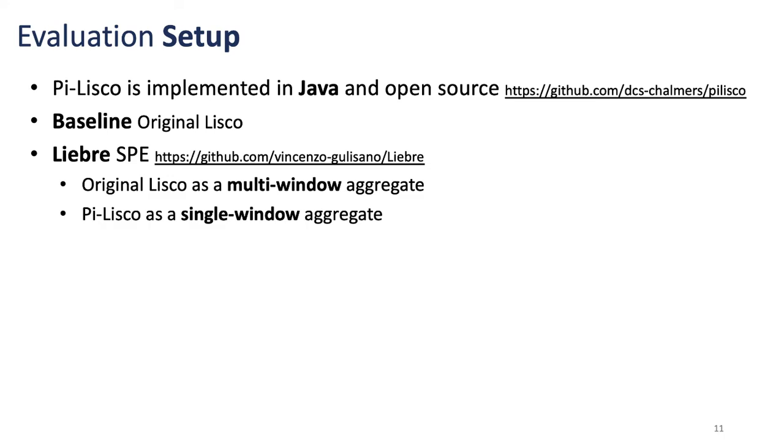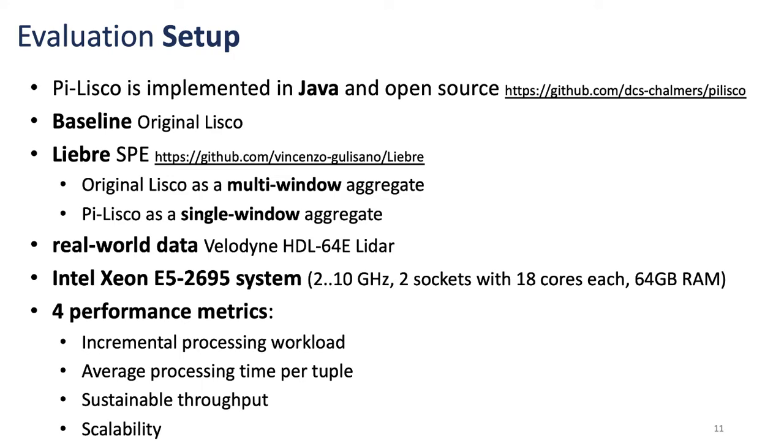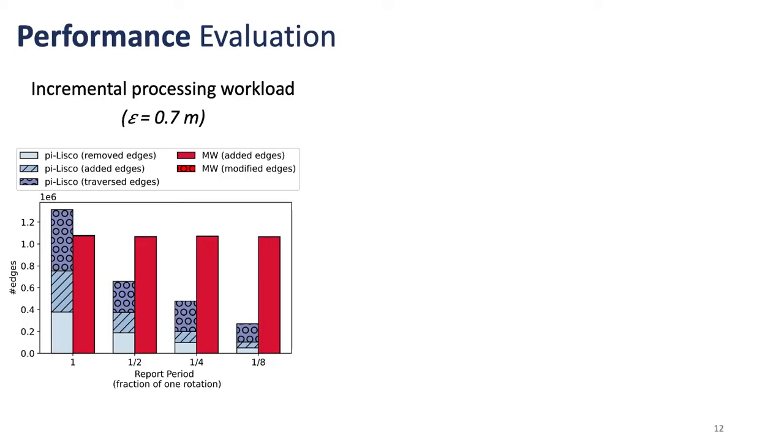We test both approaches with real data that is collected by a car equipped with a Velodyne sensor with 64 lasers. We compare the performance of both approaches by running them on a high-end server. We also use 4 metrics to quantify the efficiency of Pi-Lisco and compare it with that of the original Lisco. The first metric is incremental processing workload.